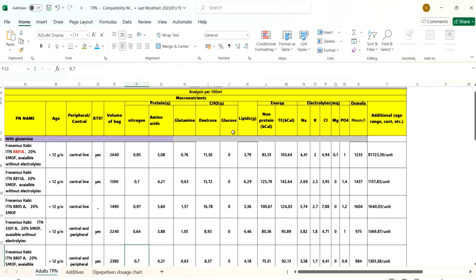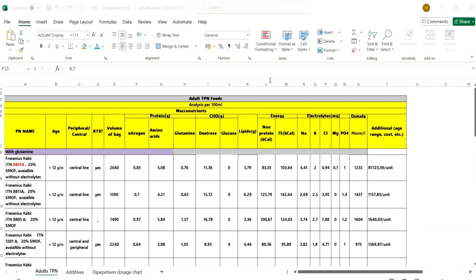And then, okay, we have our lipids and the energy. So non-protein energy and your total energy. Again, important for calculations, etc., in terms of the requirements, all of that. So it's quite useful to have your non-protein energy and your total energy basically. And then that's in kilocalories.